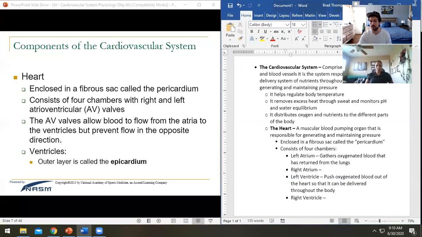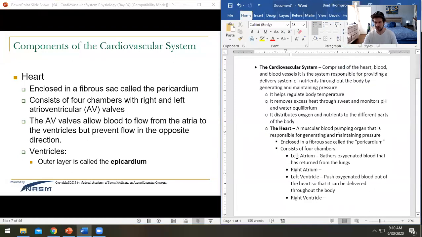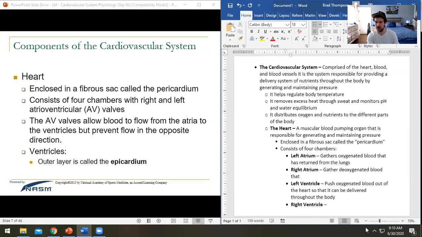So the left atrium, right? I guess I should put these in bold. You get your left atrium, which is going to gather oxygenated blood that has returned from the lungs. Your right atrium is going to gather deoxygenated blood that has returned from the body, right? So this is where you're getting blood after it's done delivering all of its nutrients, after it's dropped off all of its oxygen, now it's filled with CO2.